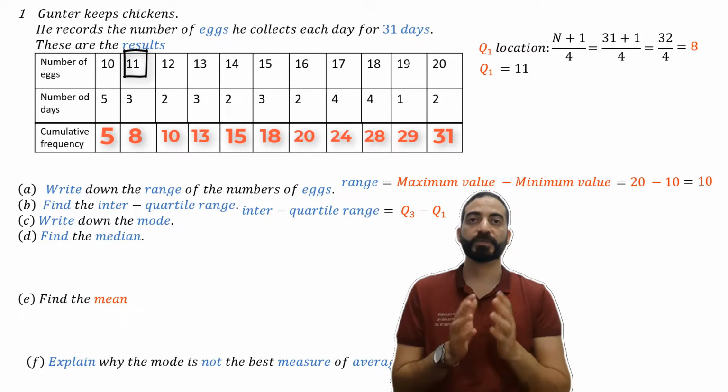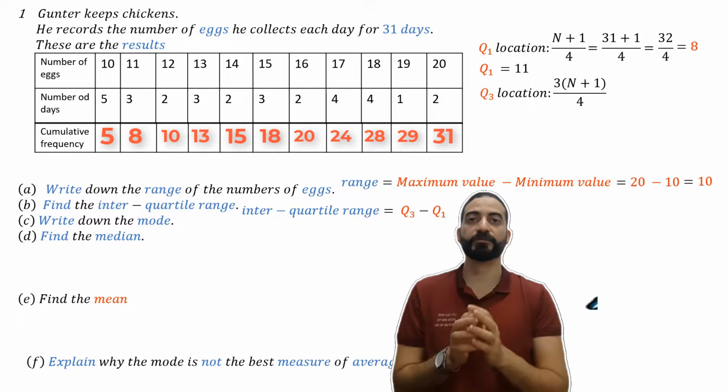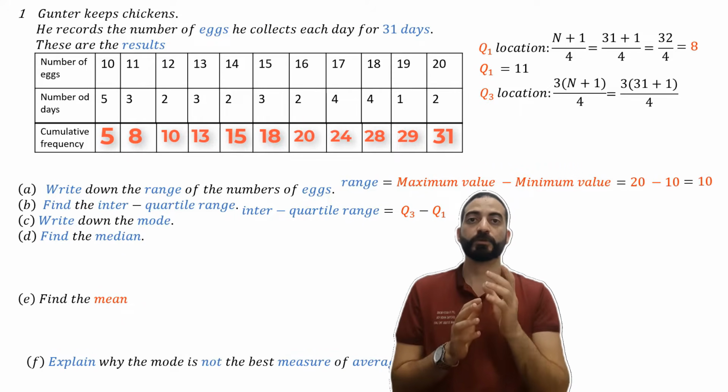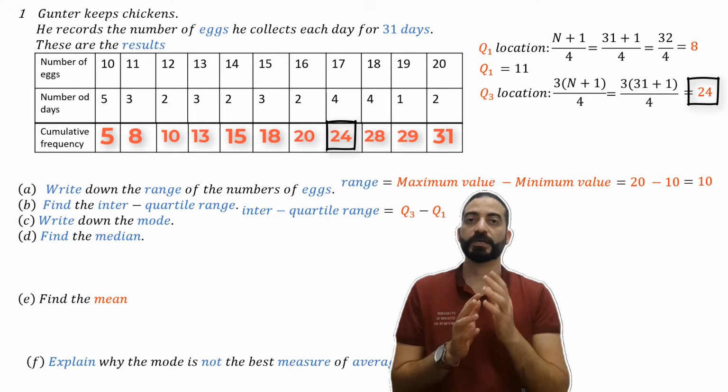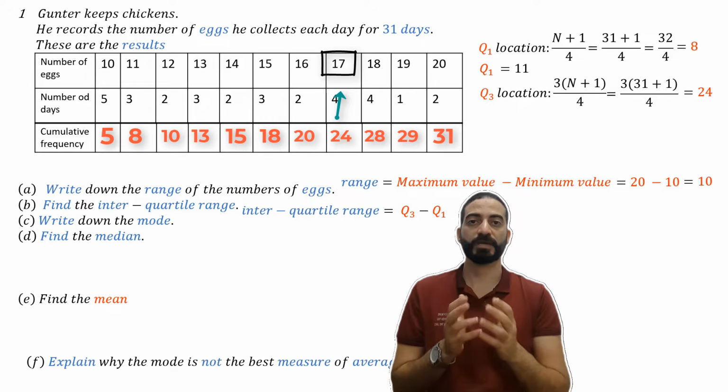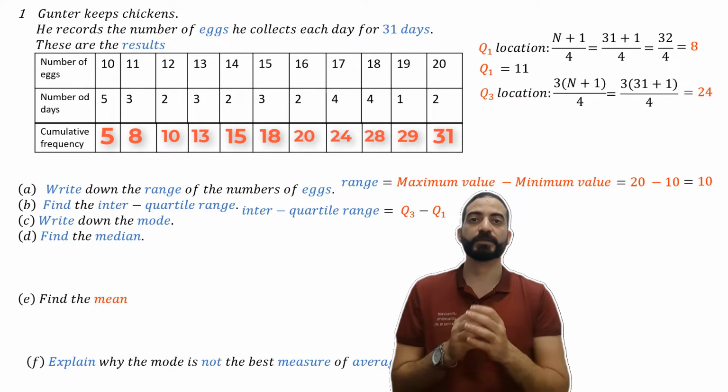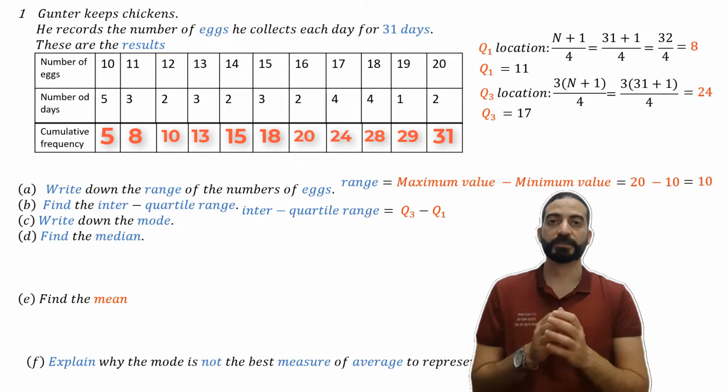The same for Q3. Q3 location is 3 times n plus 1 over 4. Now we search for the Q3 location in the cumulative frequency and take it to the value, and in this way we have obtained the answer to Q3. Now we do the subtraction Q3 minus Q1 to finally get the answer. We now move to part C.